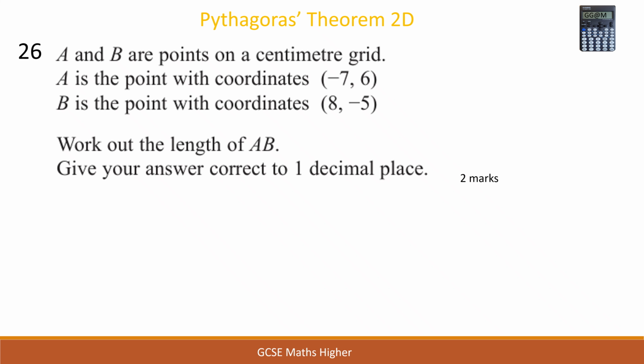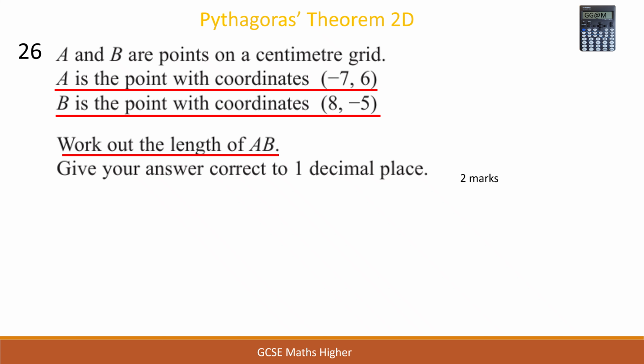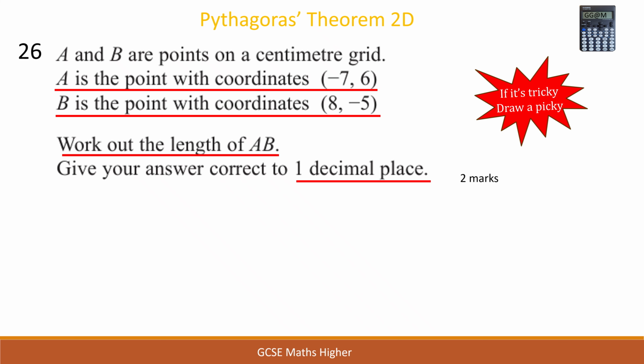Fantastic. So, keywords in this question: point A has coordinates -7, 6, and B has coordinates 8, 5. You've got to work out the length from A to B, giving your answer to 1 decimal place. Now, often on these questions, if it is tricky, draw a picture. So draw out a quick coordinate axis, draw out where these points are, and then once you've drawn them out, you'll be able to see the straight line between them, and you could use Pythagoras to work out the length of AB. So create a right angle triangle to do that.